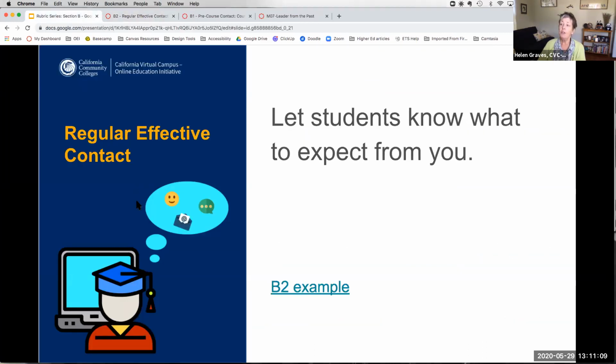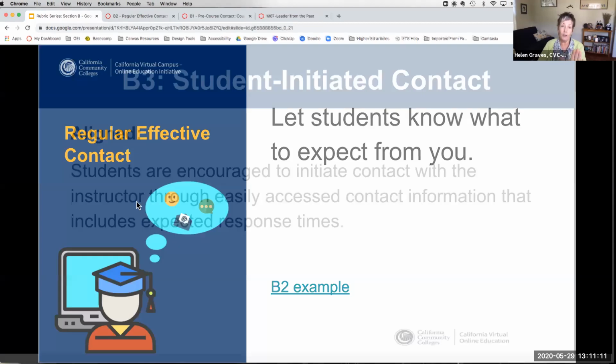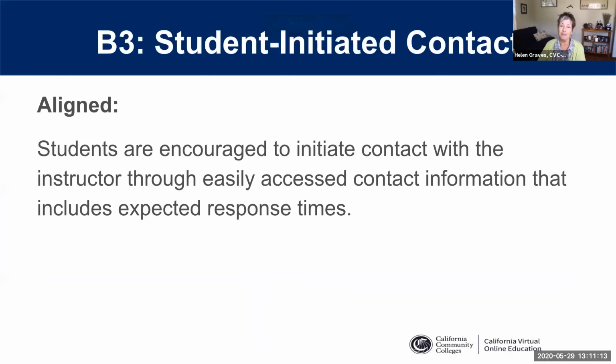Moving on to B3, and I will stop for questions, I promise. I just want to get through a little bit of this first, and then you'll have questions to ask. So B3 is about student-initiated contact with the instructor. And the aligned definition says that students are encouraged to initiate contact with the instructor through easily accessed contact information that includes expected response times.